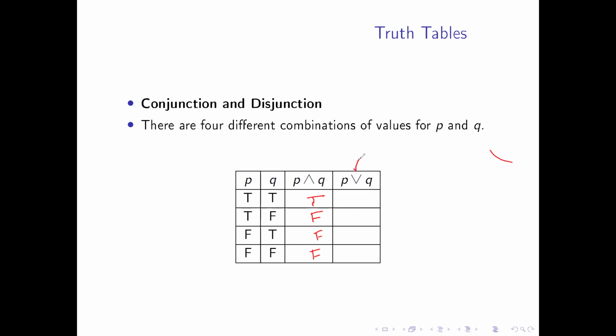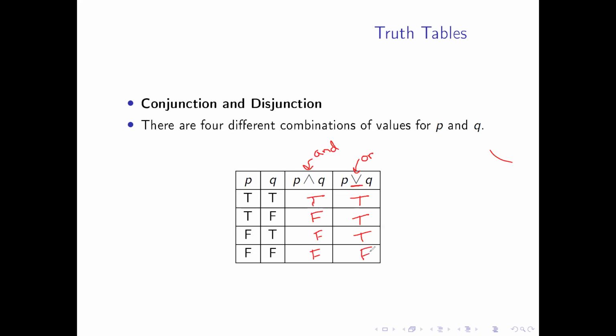On the other hand, this symbol is the or symbol. So again, this is the and symbol. This is the disjunction, which means that at least one of them is true. Well, that makes this true. That makes this true. That makes this true. And that makes this one false.